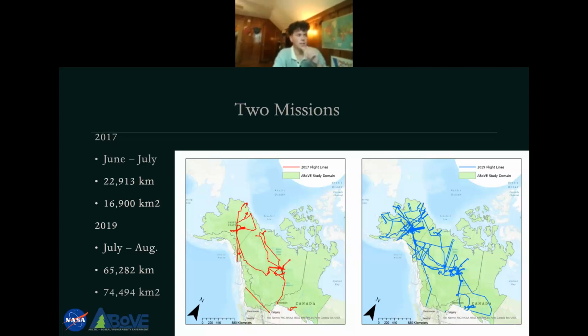And so the last difference I'll note is the area imaged. Obviously, we're seeing a lot more area imaged in 2019. That's 75,000 square kilometers versus 17,000 in 2017. And despite these differences, the same data products are available between the missions. And so whether data was collected in this first mission or in the second, you're still going to see level 1B and level 2 data available for each.